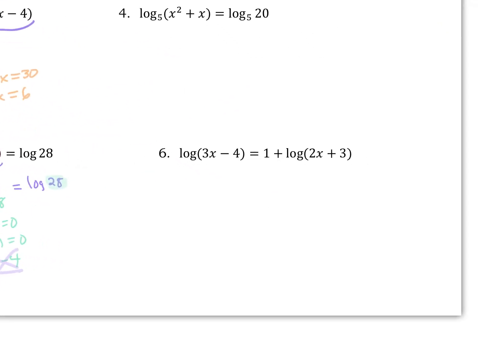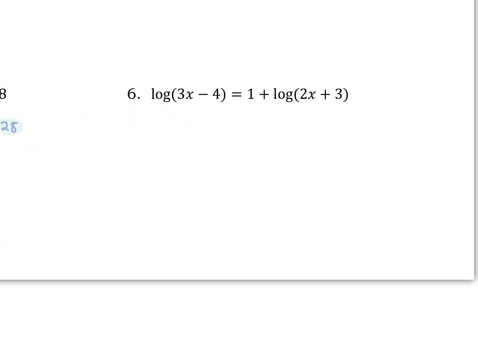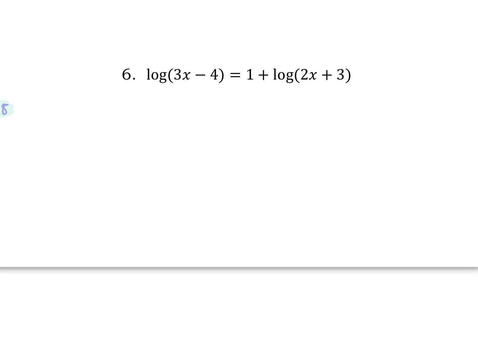Okay, let's do this one, because this one's actually a little bit different. Because of that extra number in there, that kind of adjusts things a little bit. So we actually need to move this over to the other side. So we're going to think of this as log of 3x minus 4, and then minus that log equals 1. Okay, now we can simplify.